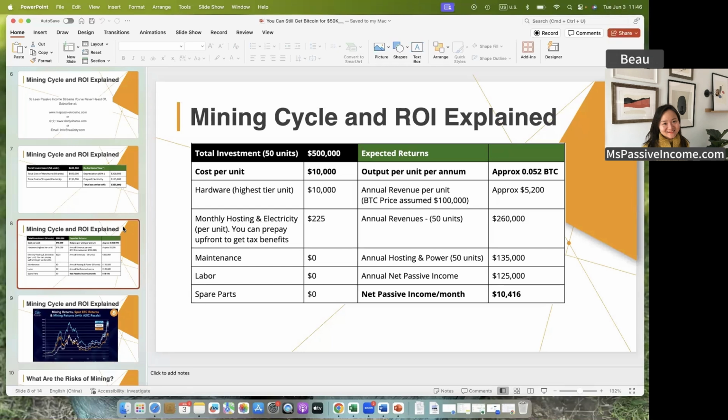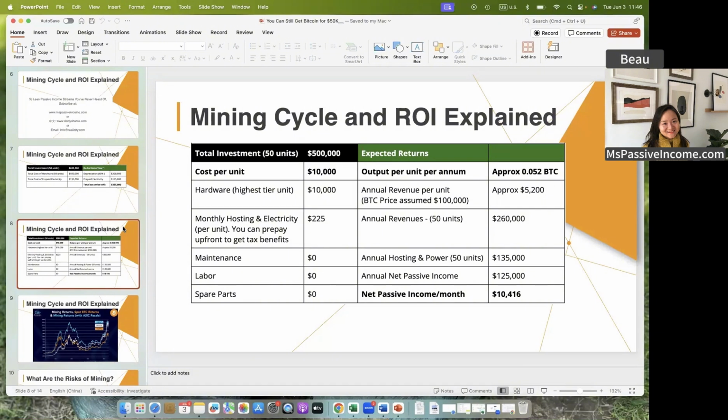Okay. So I got this number from you guys. I know this is all pure estimate, but just for illustration purposes, assuming BTC stays at 100K, can you break it down for us a little bit? Absolutely. What you've got on screen is a $500,000 upfront investment, and these are assuming the highest efficiency units. Those are the $10,000 price point units, so you've got about 50 of those.